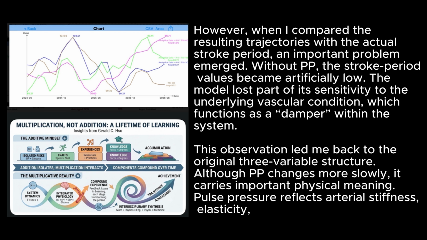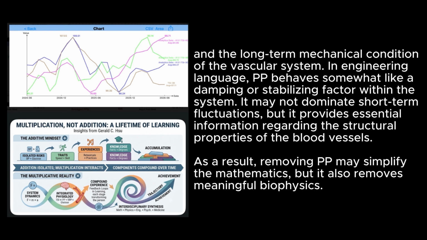Although PP changes more slowly, it carries important physical meaning. Pulse pressure reflects arterial stiffness, elasticity, and a long-term mechanical condition of the vascular system. In engineering language, PP behaves somewhat like a damping or stabilizing factor within the system. It may not dominate short-term fluctuations, but it provides essential information regarding the structural properties of the blood vessels. As a result, removing PP may simplify the mathematics, but it also removes meaningful biophysics.